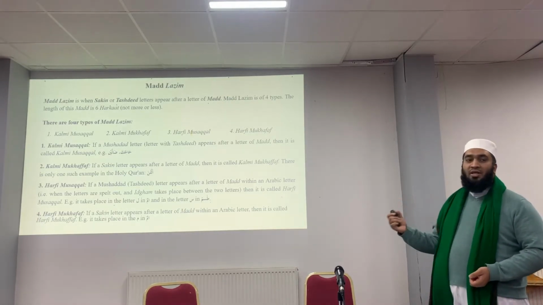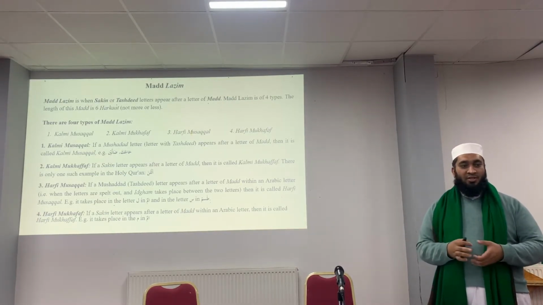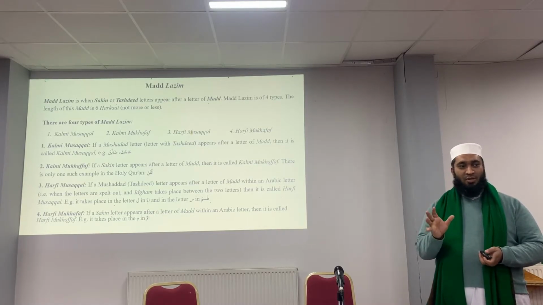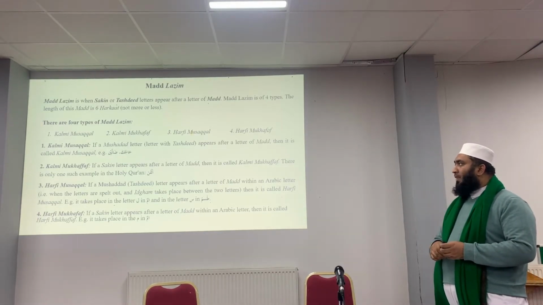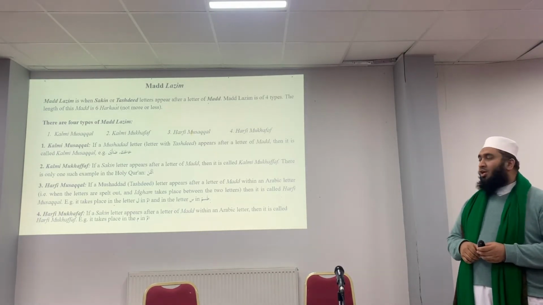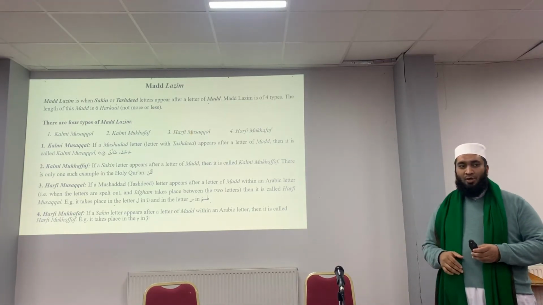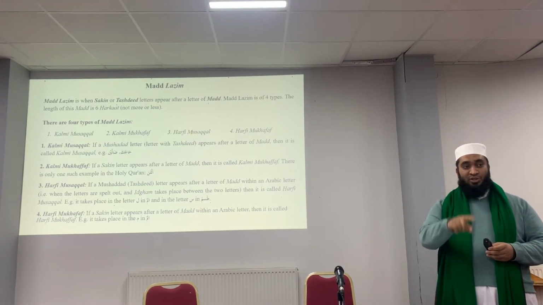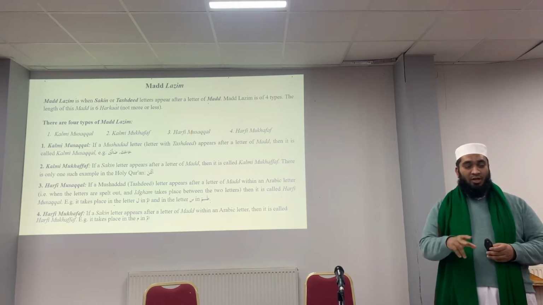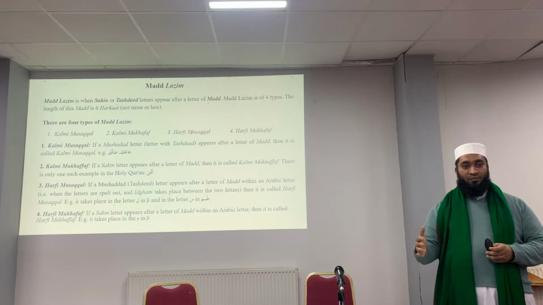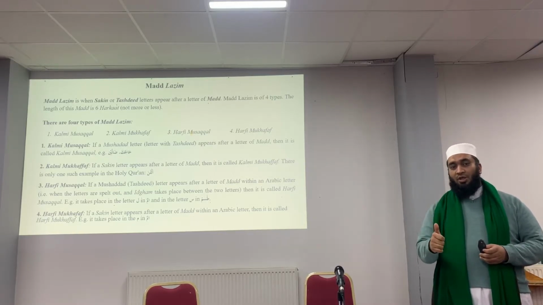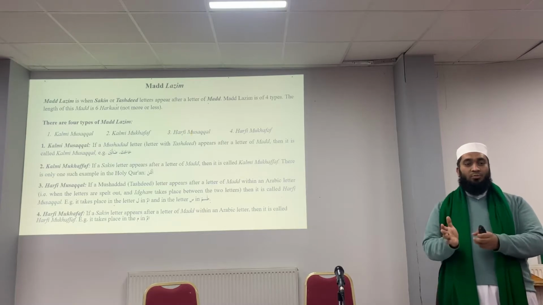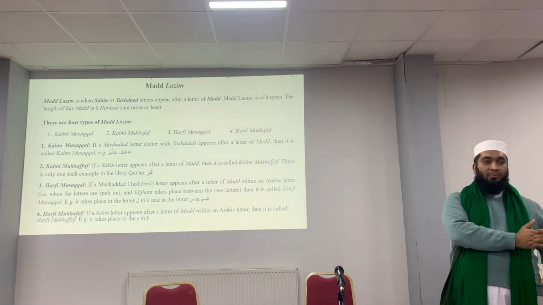So this one is called mad lazim, suggesting that this mad is lazim. It's a must mad. Mad lazim is when a sakin or tashdid comes after a letter of mad. We just found that if a hamza comes after a letter of mad, it becomes either madde muttasil or madde munfasil: if it is the same word, muttasil; if it is the next word, madde munfasil.